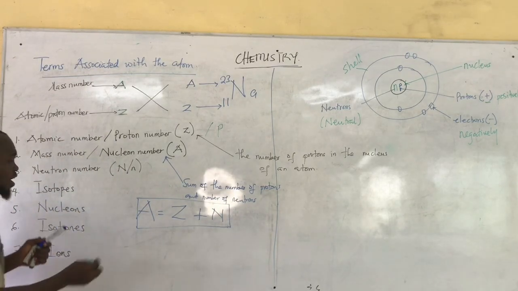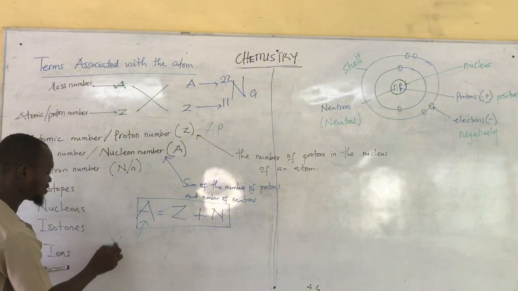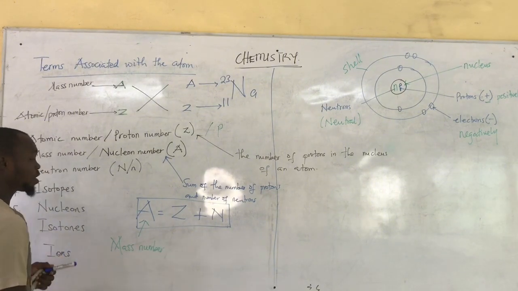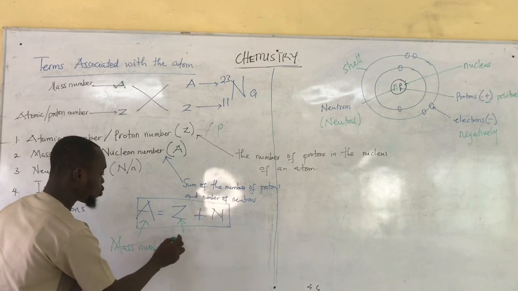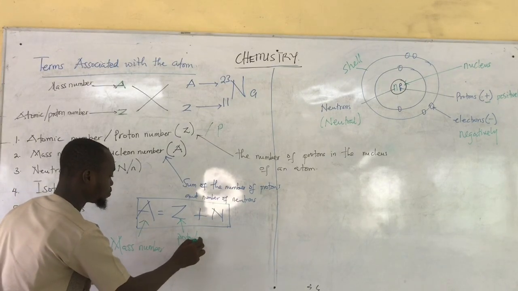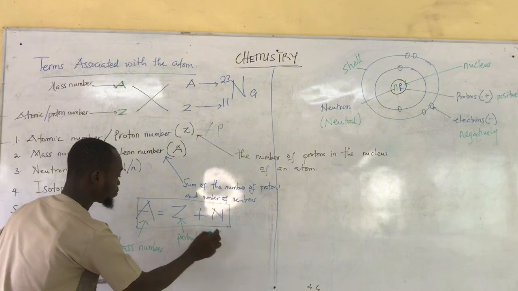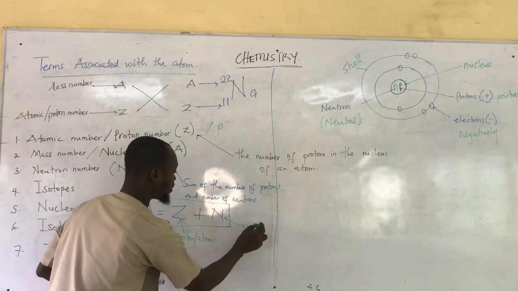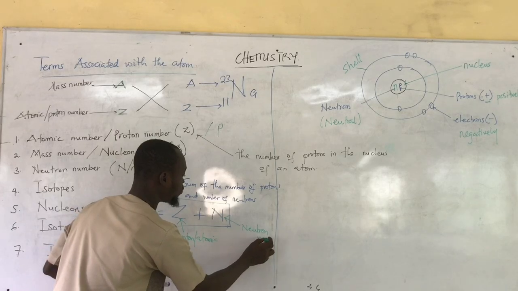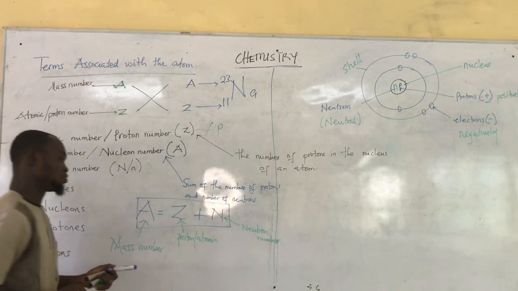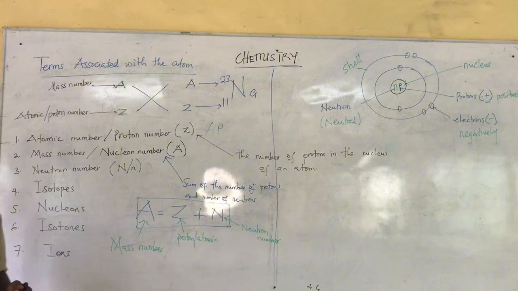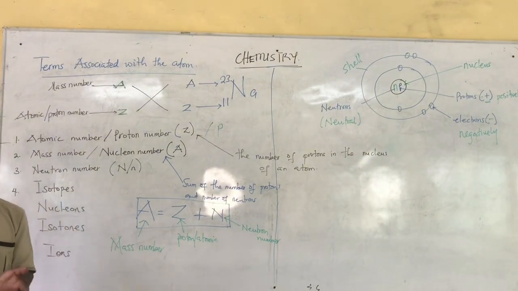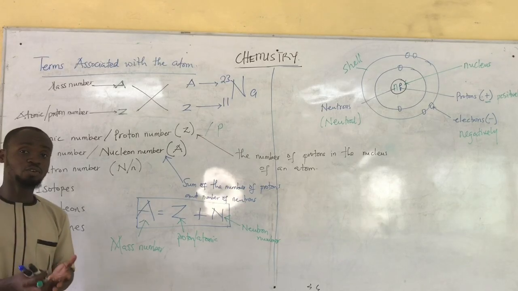What is A? Our A here is our mass number. What is Z? Z is the proton or atomic number. And then what is N? N here indicates the neutron number, or the number of neutrons. So the mass number is simply the sum of the number of protons and the number of neutrons in the nucleus of an atom, and it's also known as the nucleon number.